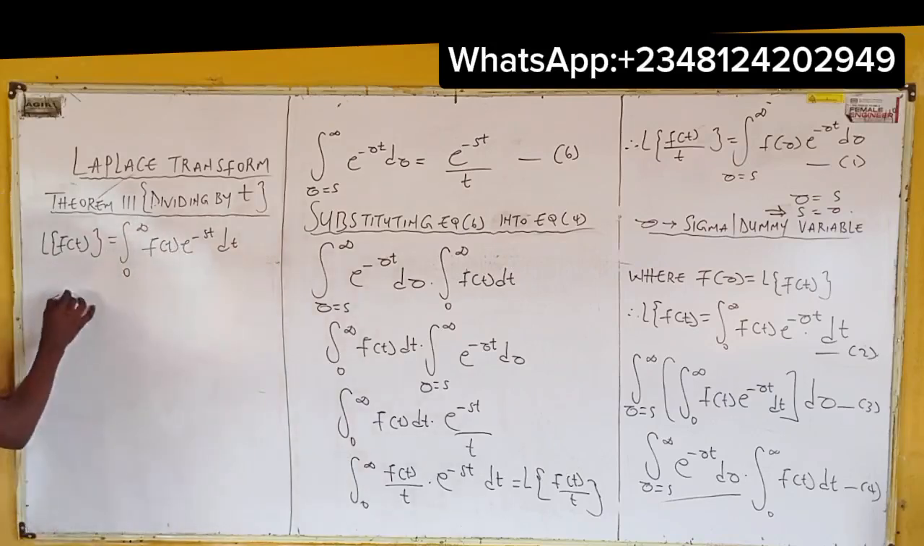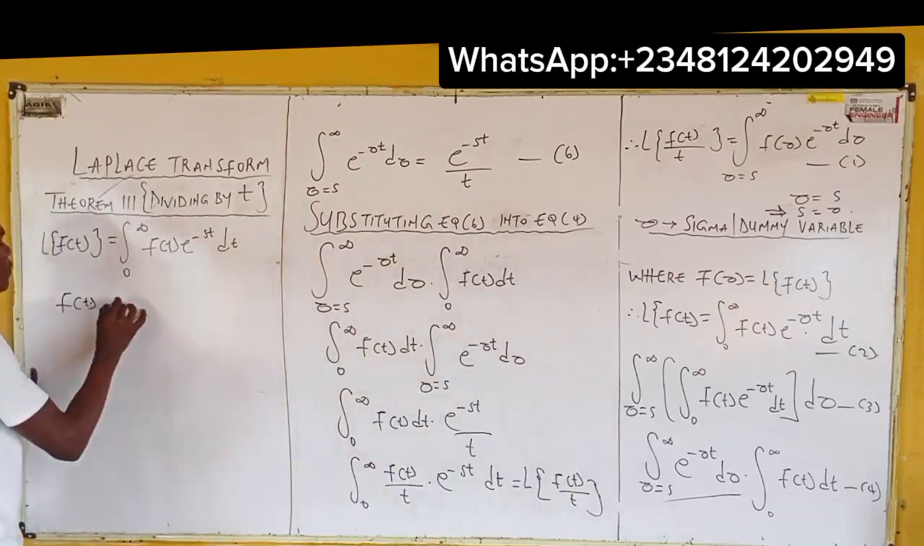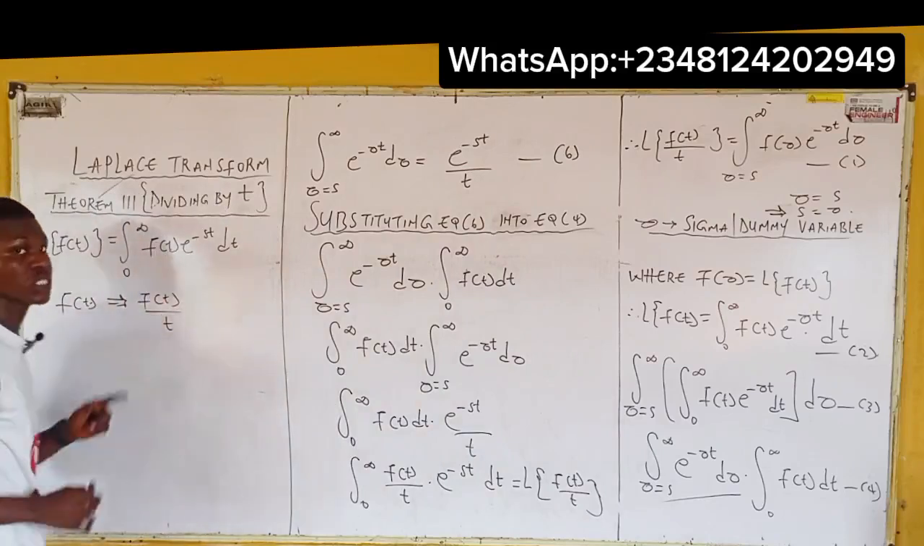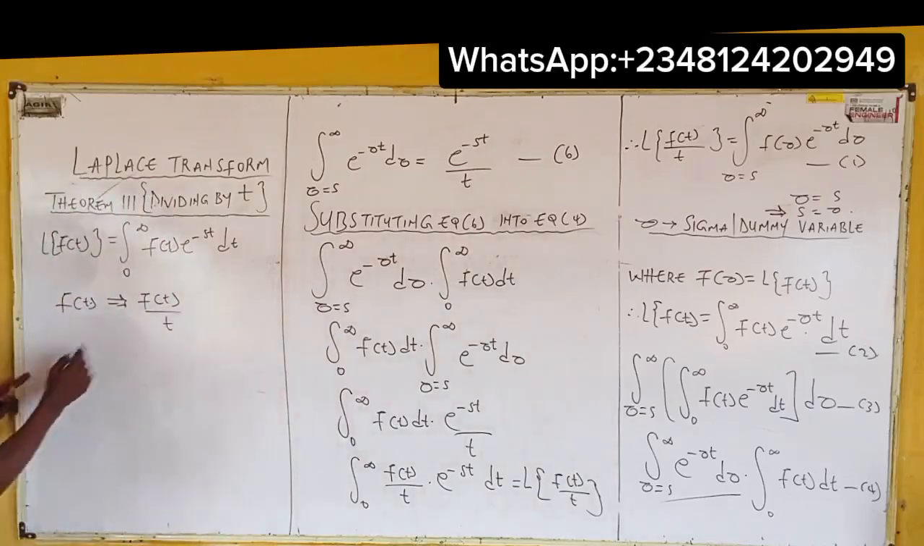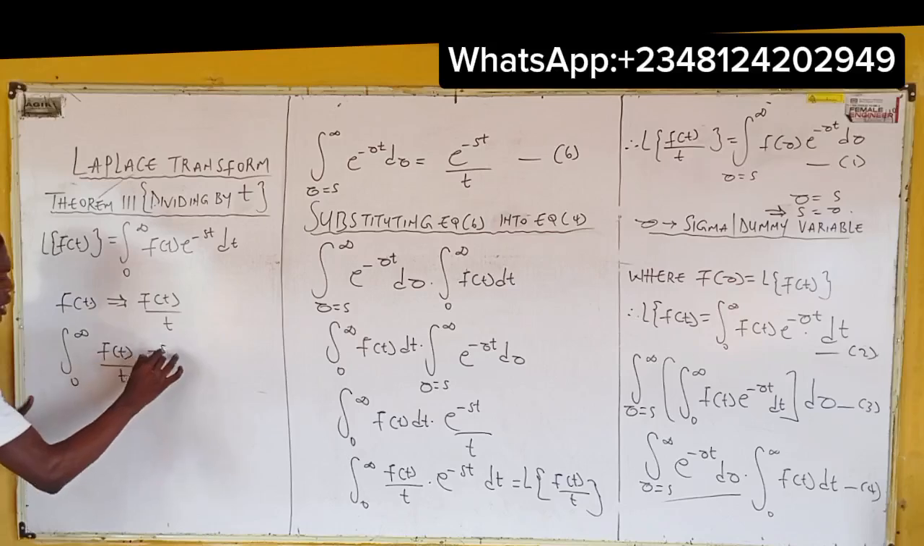Where f of t simply means any function you want to find the transform of. So in this case, the function involved is f of t all divided by t, just like you have explained previously. So it is expected that the Laplace transform of this very function should be the integral from 0 to infinity of f of t over t multiplied by exponential negative st dt, right?